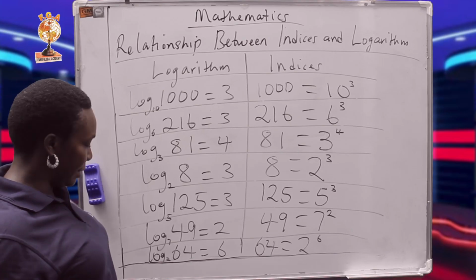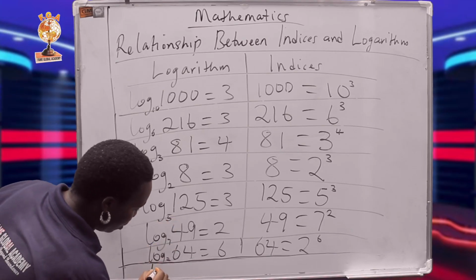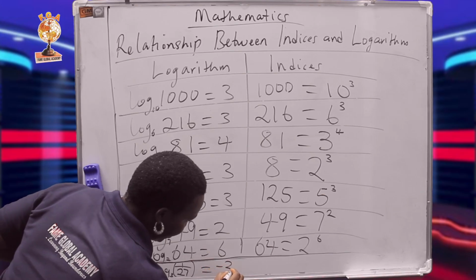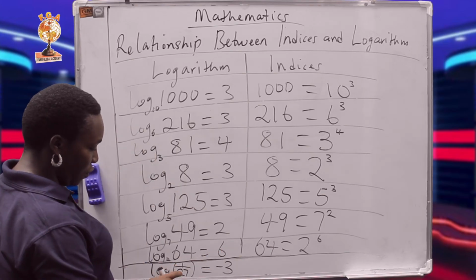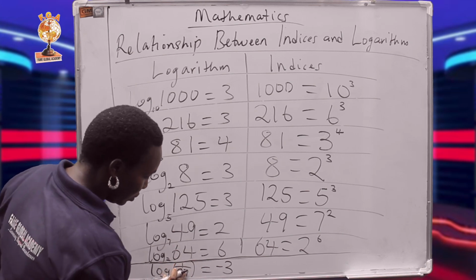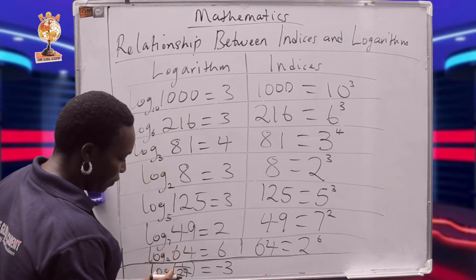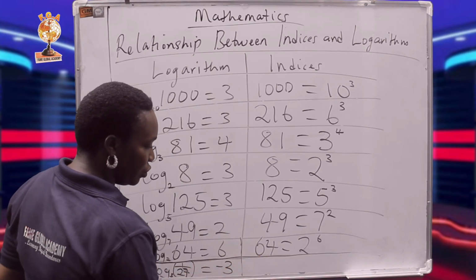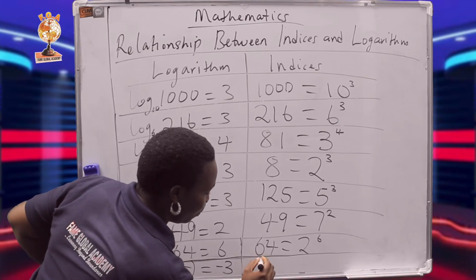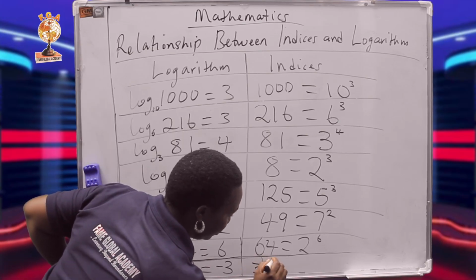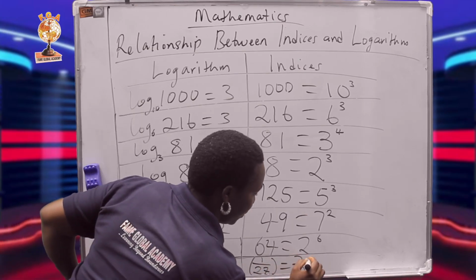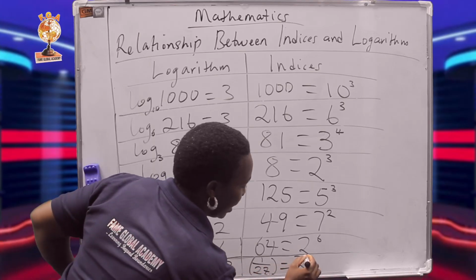Okay, so let's take the last one. The last one says log 1 over 27 base 3 is equal to what? Minus 3. Log 1 over 27 base 3 is equal to minus 3. Okay, so how do you write it in index form? It will be 1 over 27 is equal to what? 3, which is our base, raised to the power of what? Minus 3, which is the answer.